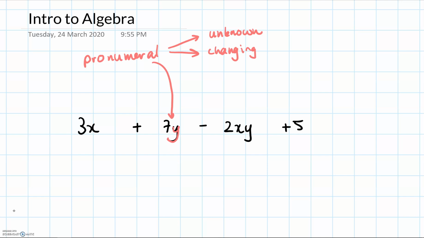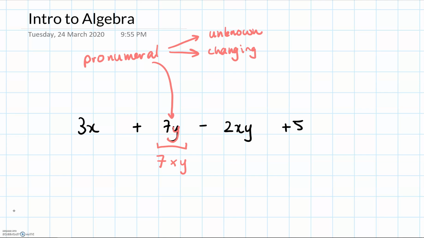Now when we write algebraic terms, here we have hidden multiplication or division. So for example, in this term that I've highlighted here, 7y, 7y just tells me I'm doing 7 times y. The multiplication here is hidden. So I don't write the multiplication sign. Mathematicians are quite lazy, so they hide the multiplication sign. So when we see a term that looks like that, what we're doing is we're multiplying.